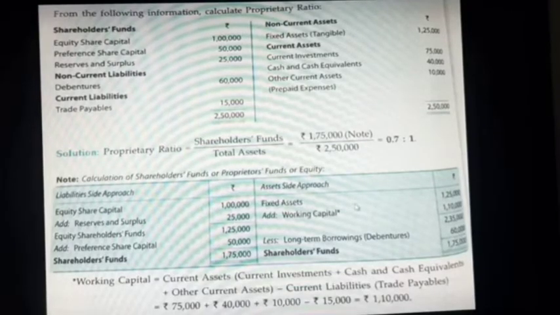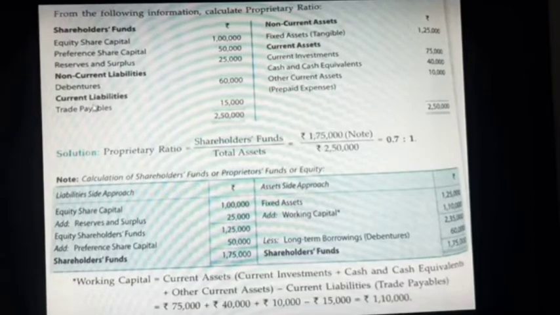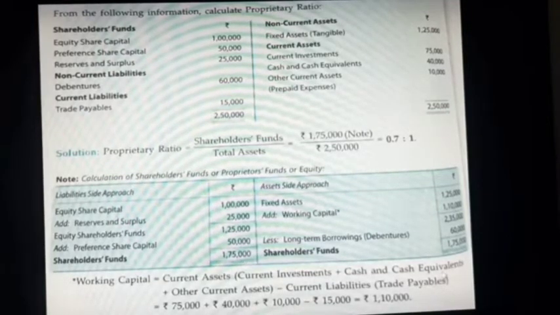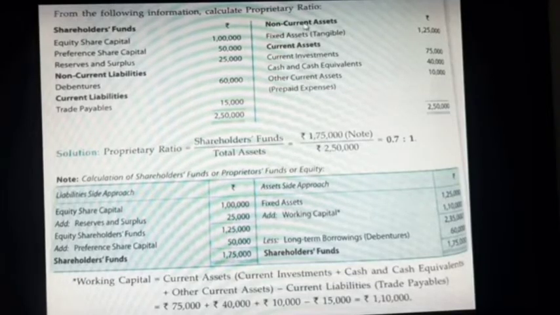Both the approaches are very simple. The thing is, just remember the formula. Asset side approach is equal to non-current asset plus current asset minus current liability minus non-current liability. The same thing, that is the working capital formula. So doing this, you will get the answer. You can check that both formulas give you the same result. So 1,75,000 you will write over here. And what is total asset? Combination of both non-current asset and current asset. The total of this is 2,50,000.